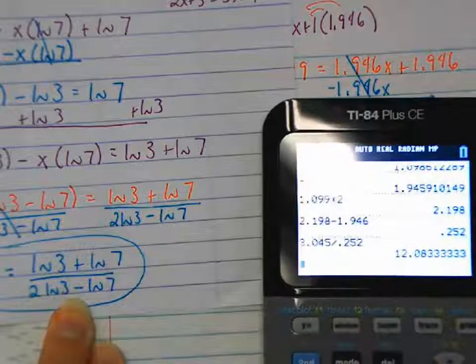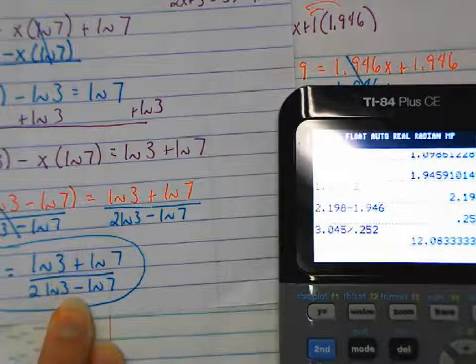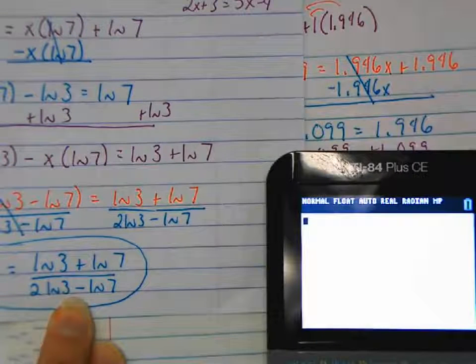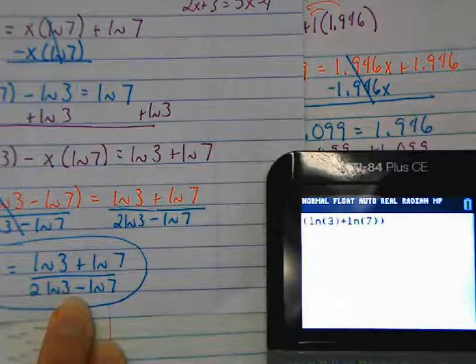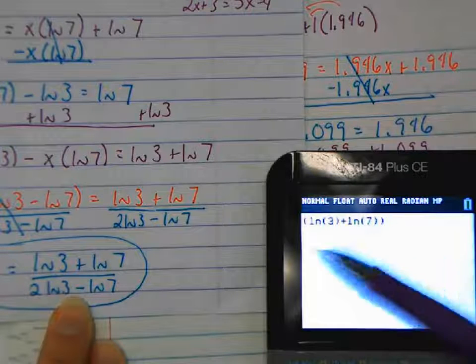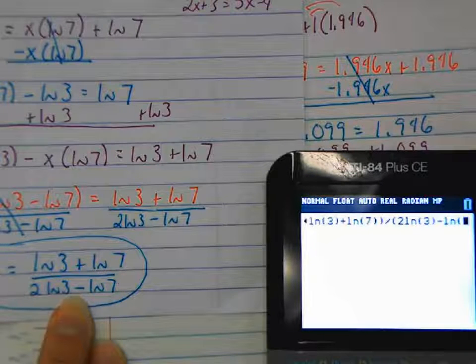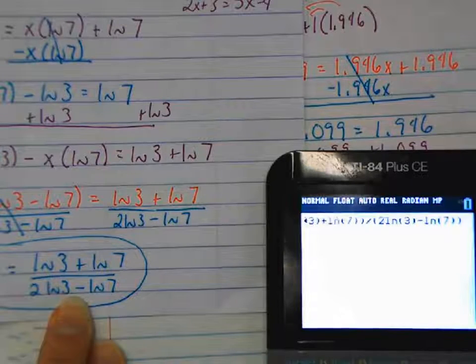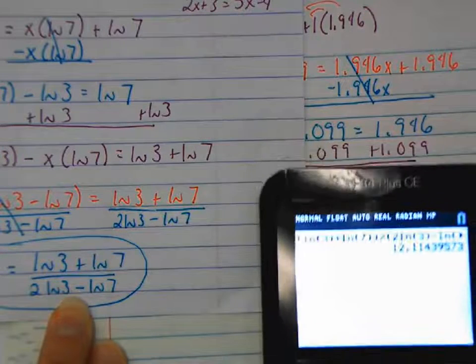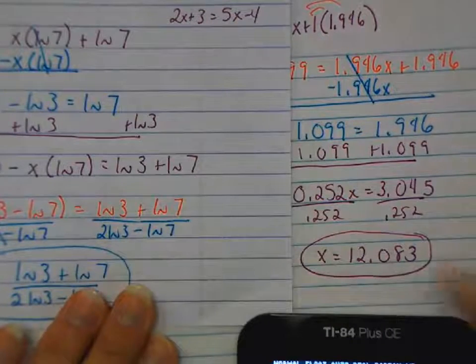Alright, so, parentheses. Natural log of 3 plus natural log of 7. Close your parenthesis. Okay? So I had the natural log of 3 plus the natural log of 7 in my first parentheses, divided by 2 natural log of 3 minus natural log of 7, closing that parenthesis. Enter. I get approximately 12.114. So that was my answer with numbers. This is my answer, 12.114, if I were to actually keep it in logs.